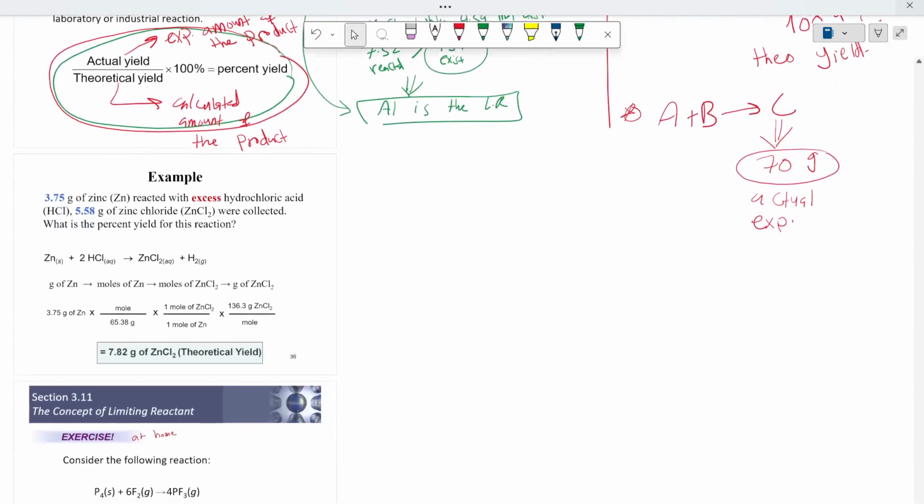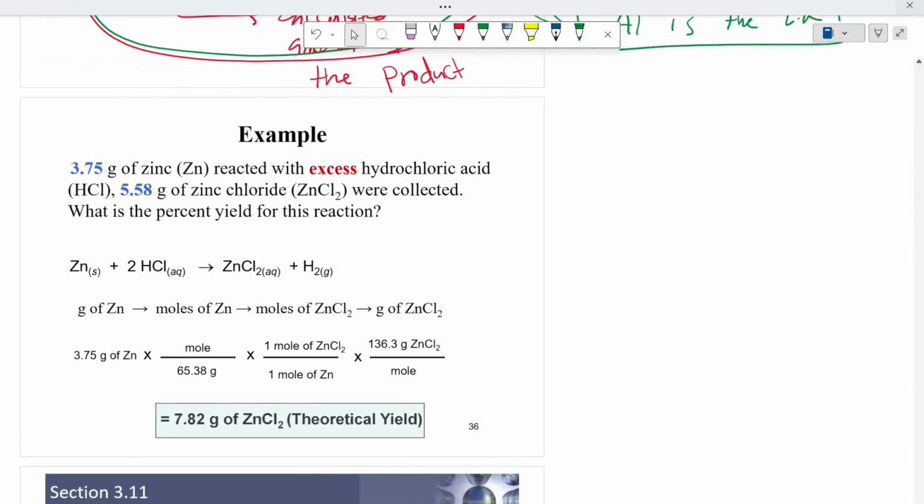Example. 3.75 grams of zinc reacted with excess hydrochloric acid. So hydrochloric acid in this equation is in excess, which means zinc is the limiting reactant. Directly, we concluded the limiting reactant, because the question gave me the excess reactant directly.